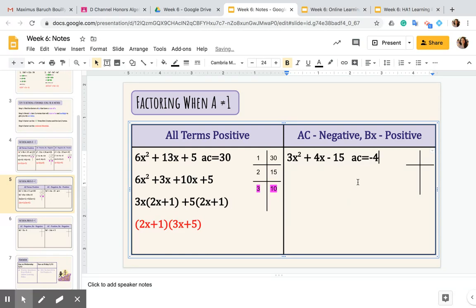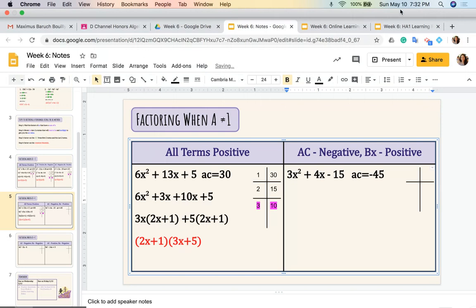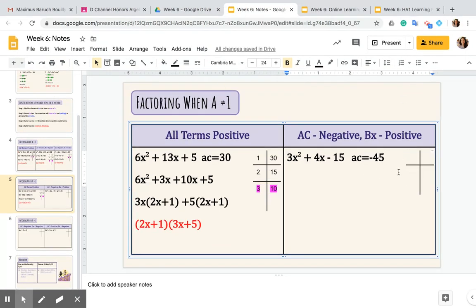Good thing I double checked, huh? It's late in the day for me right now. It is 7:30 on a Sunday, and I'm still working.